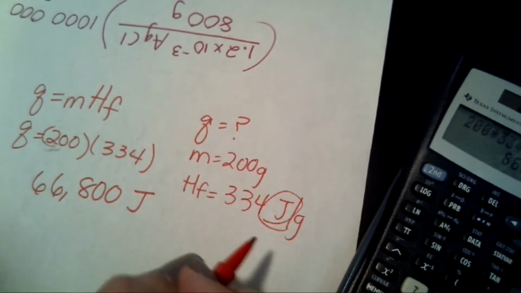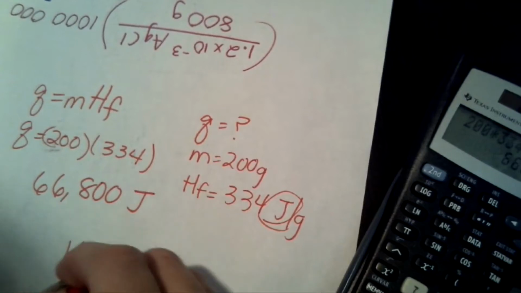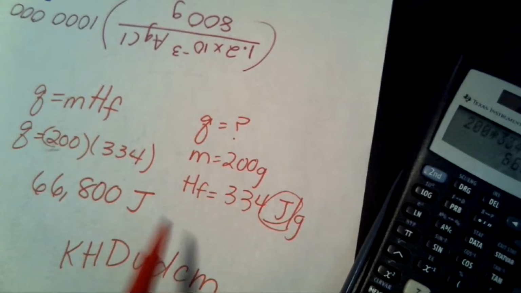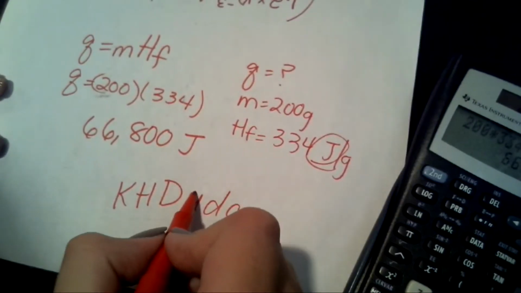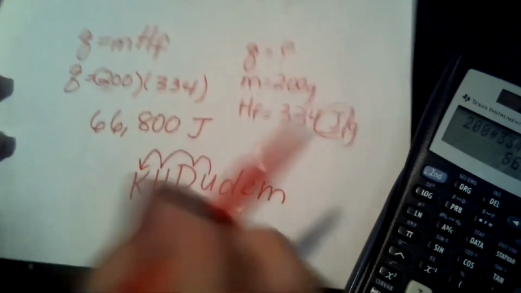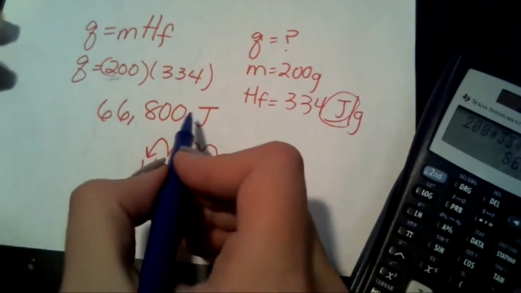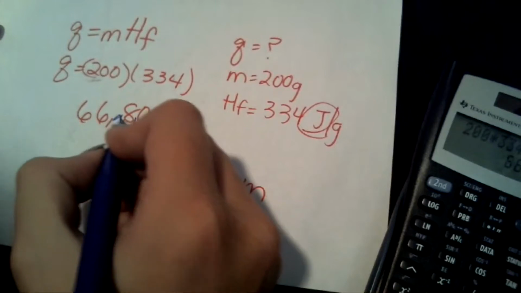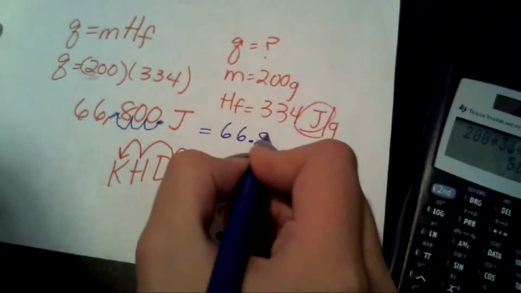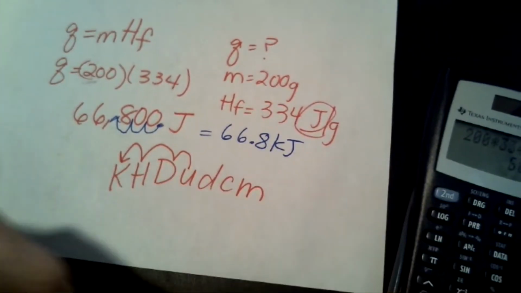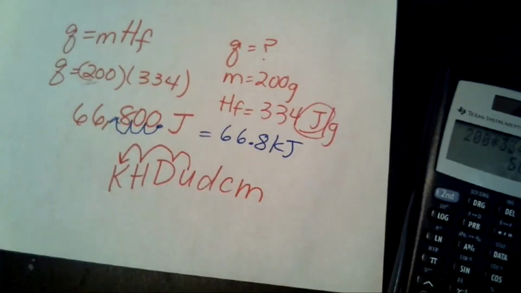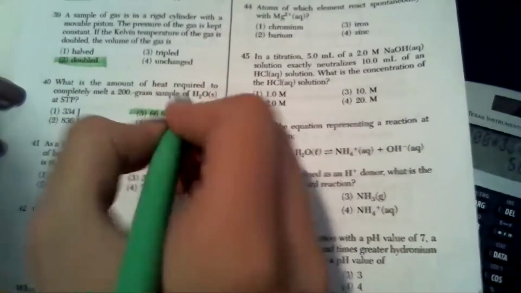Sometimes you need to convert this to kilojoules. That's King Henry drinks unusually delicious chocolate milk. Joule is a unit, so I'm going to jump 1, 2, 3 spaces to the left. My decimal's back here, I'm going to move it 1, 2, 3 spaces to the left. This would be equal to 66.8 kilojoules. Not relevant for this question, but maybe on others. Answer choice here is going to be number 3, which is 66,800 joules.